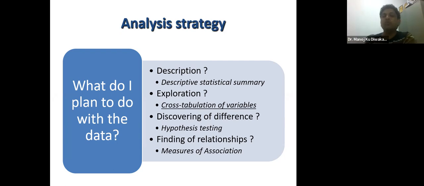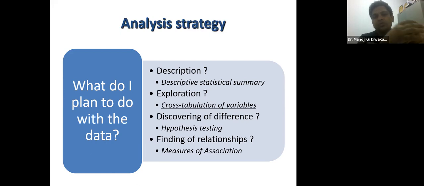Then after that I will move to discovering the differences, basically the hypothesis testing of your data. This is now the inferential part of the analysis. Here I can test the hypotheses we previously discussed or framed according to my objectives. That is called discovering the differences, or hypothesis testing.